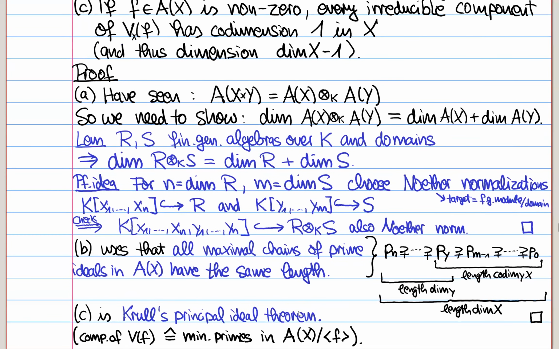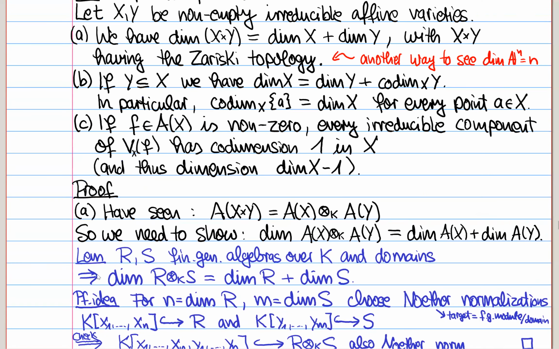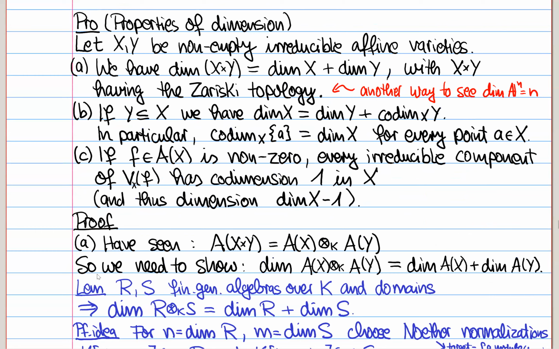So we have seen that sometimes, with some extra arguments, we could transfer results about the Krull dimension to the geometric setting and get results about dimensions of affine varieties.